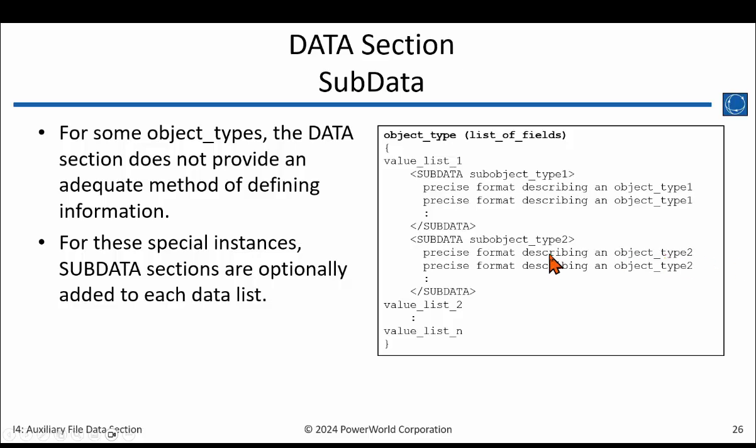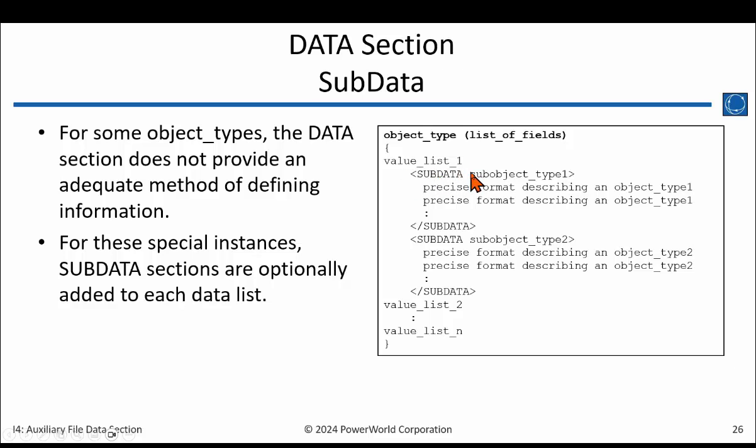So another common object type that can use subdata is contingencies. There can be some fields associated with each contingency, like the name of the contingency, whether it is to be run or skipped, etc. And then the individual actions that occur inside the contingency could be expressed as subdata.